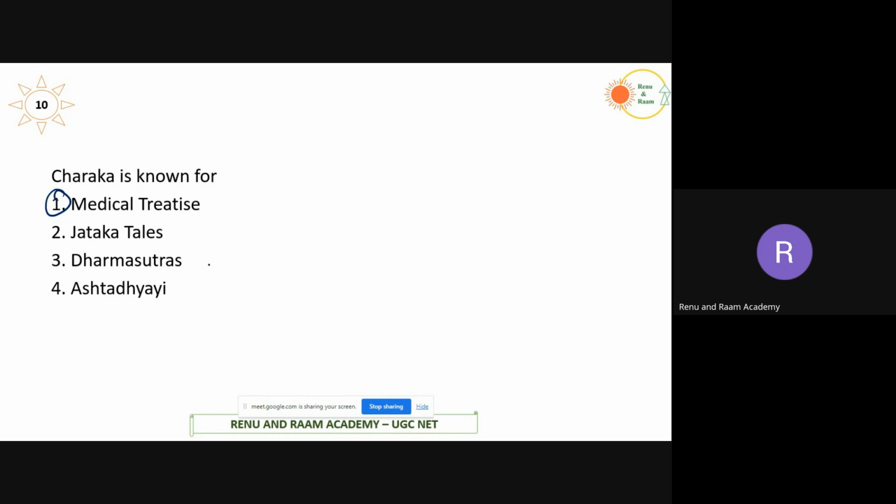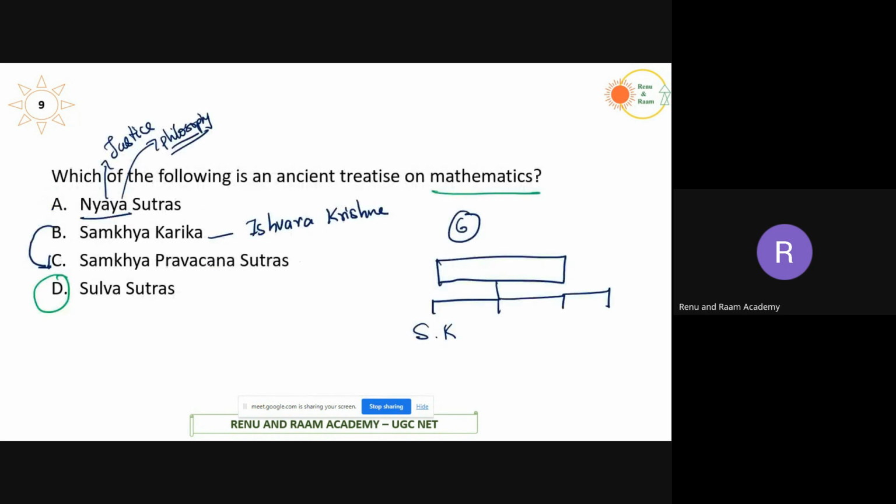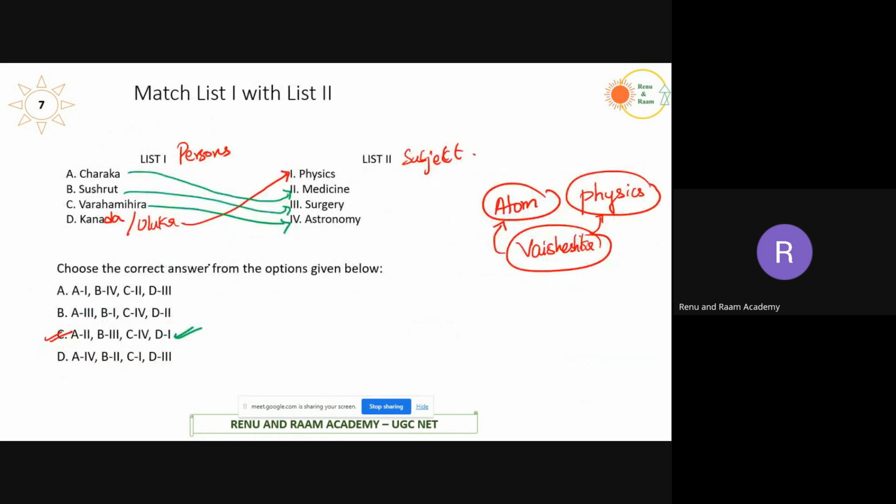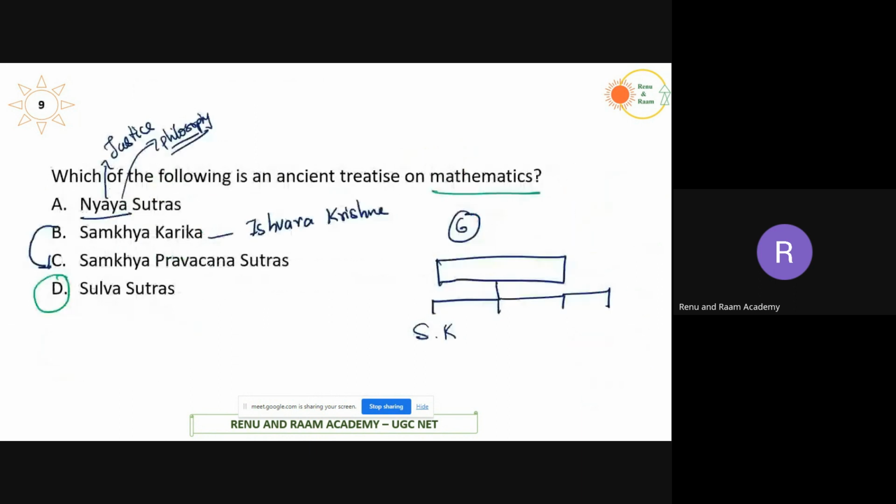We'll meet in the next class. We'll continue with our discussion on the various philosophies of ancient India. And we'll also talk about astrology, astronomy and other scientific parts of ancient India with respect to the PYQs.